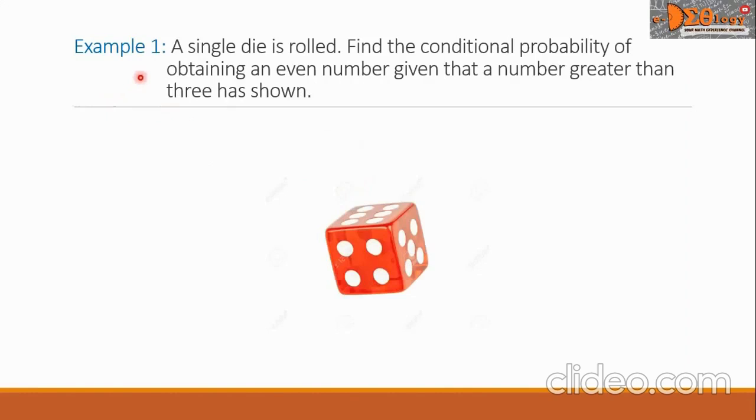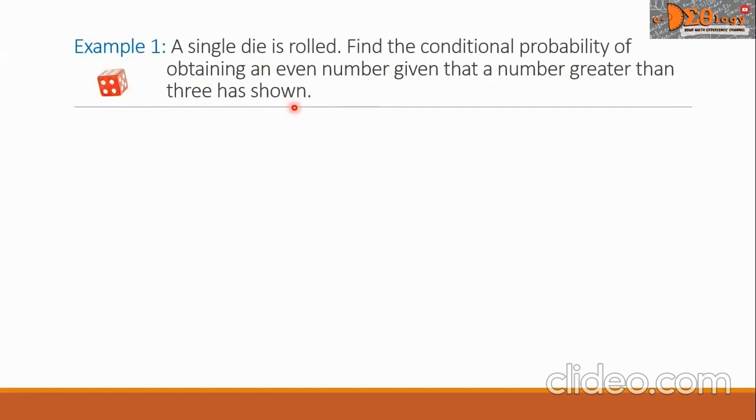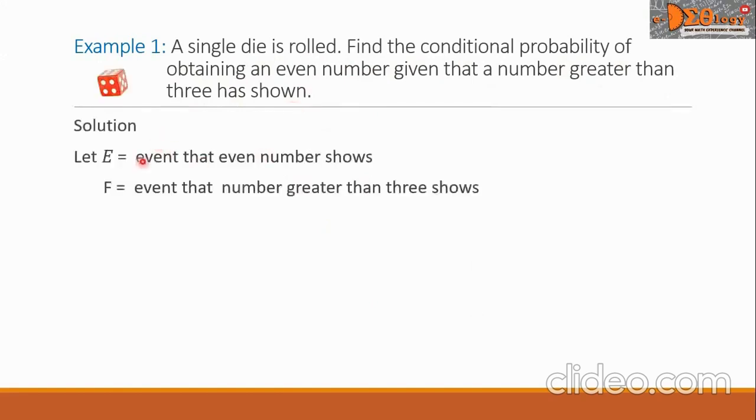This is example 1. A single die is rolled. Find the conditional probability of obtaining an even number given that a number greater than 3 has shown. First, let us assign E to be the event that an even number shows. Let F be the event that a number greater than 3 shows.